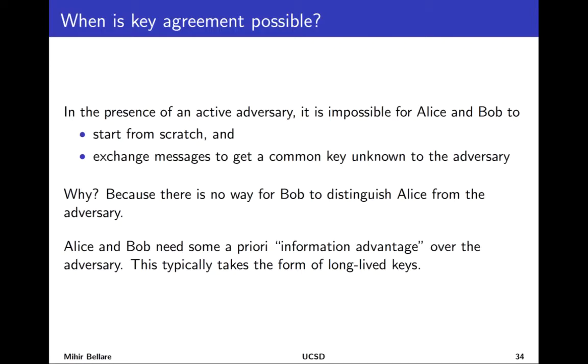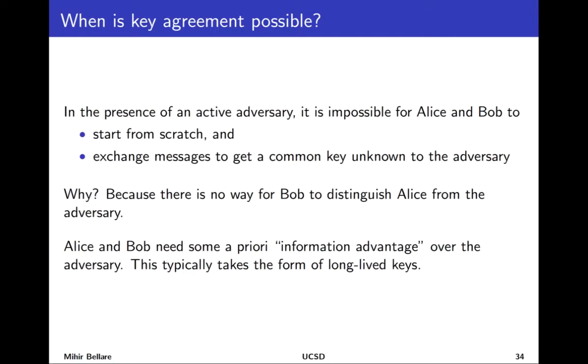So what we want is that in the presence of an active adversary who could get in the middle and send flows and claim that it's Alice, how is it possible for Alice and Bob to start from scratch, meaning they've never met and have no secrets in common, even though they may agree on public information like a group and a generator as in Diffie-Hellman key exchange, but then get a joint common key unknown to the adversary? And the answer is that it's actually mathematically possible to show that this is not possible. Effectively, this meet in the middle attack always works.